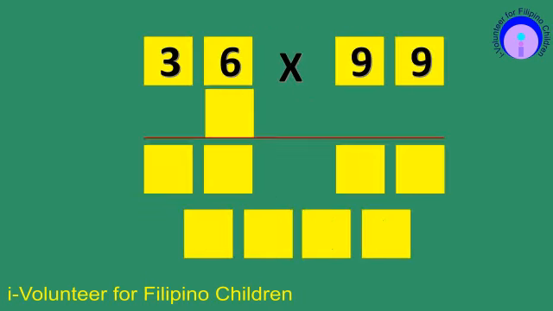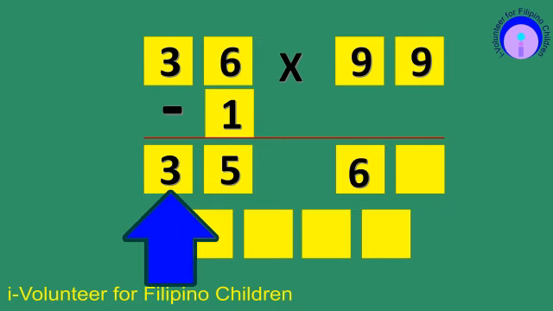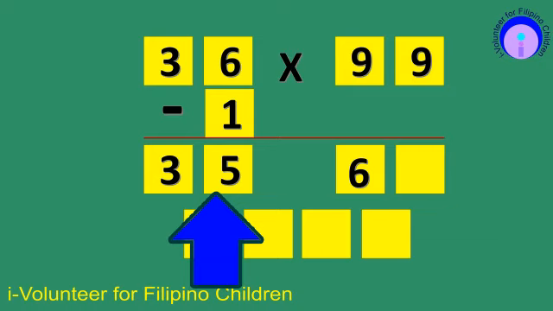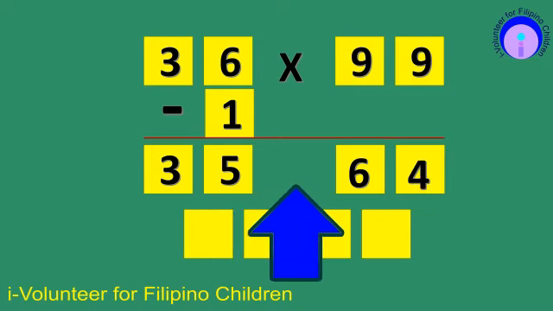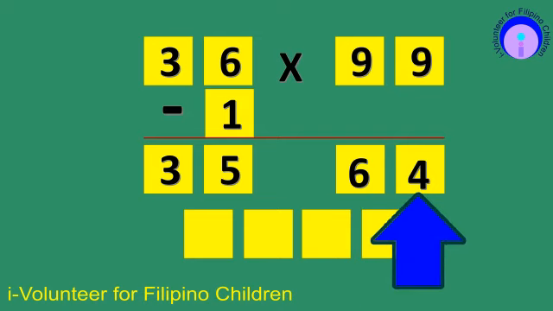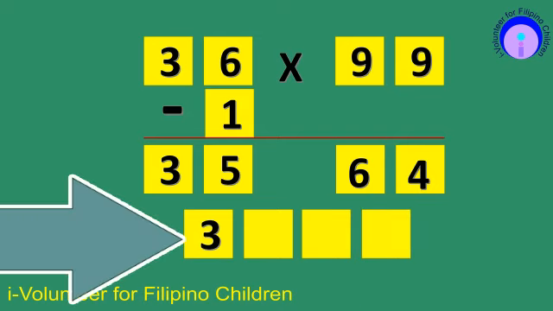Next step is to find what is needed for digit 3 to make it 9. 3 needs 6 and we will write it here. And digit 5 needs 4 to make it 9. We will write it here. The final answer is 3,564.